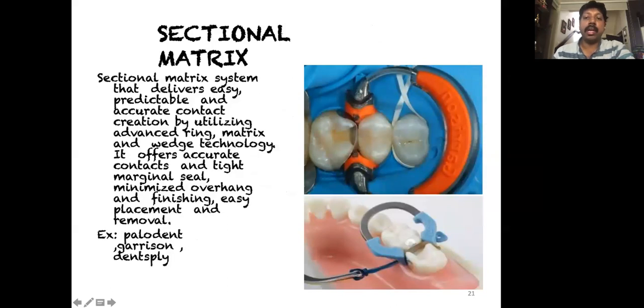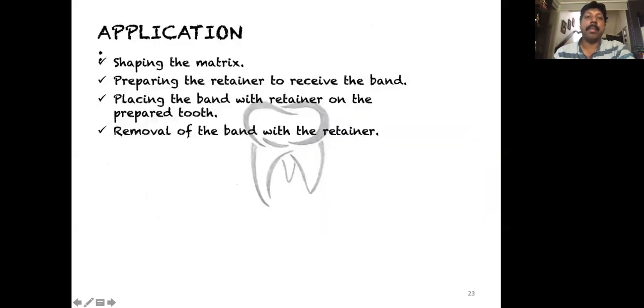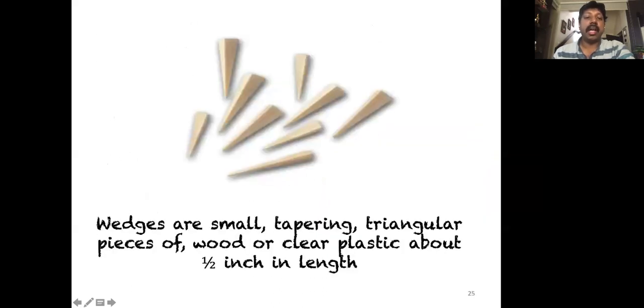आपको एक ही छोटा मैट्रिक्स रहता है. इसका एक वीडियो देखा था मैं. सेक्शनल. ओके. माइलर स्ट्रिप मैट्रिक्स, प्लास्टिक मैट्रिक्स. ओके. Then comes wedges. Wedges are small tapering triangular pieces of wood or a clear plastic about ½ inch in length.